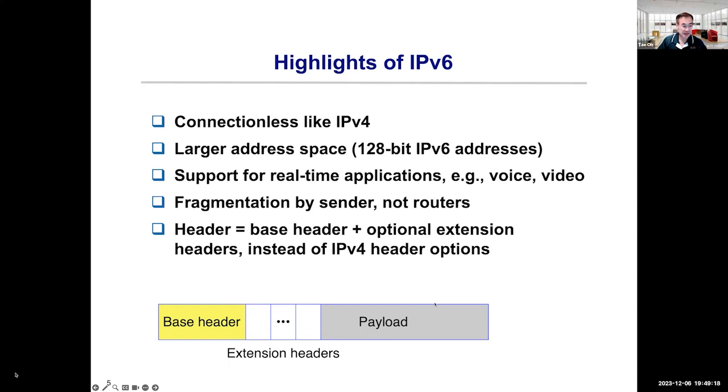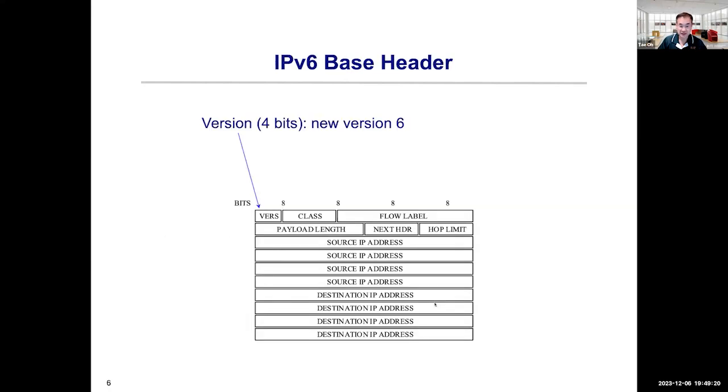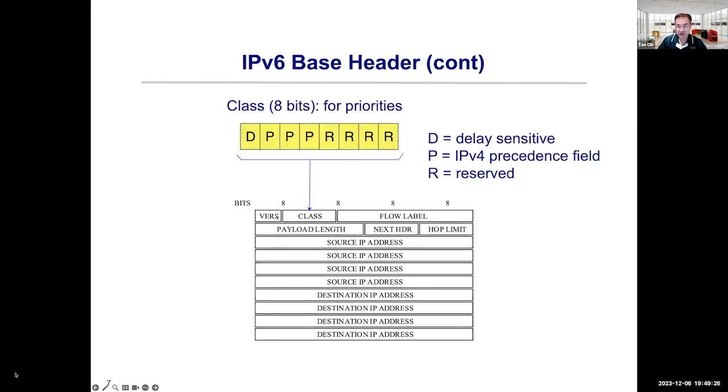Let's take a look at the IPv6 header. The first field is a version number, just like IPv4 has. But in this case, it has a class. It's an 8-bit class, and the D stands for delay sensitive. Is it delay sensitive, like a video? And P stands for IPv4 precedence field, and R stands for reserved.